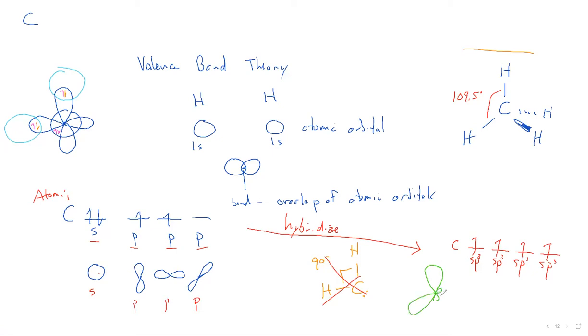So these are sp3 hybrid orbitals. Those are in the same plane. This one's coming towards you, and this one is going away from you. And so now we have 4 equivalent orbitals, right? And that represents the bonding in methane.